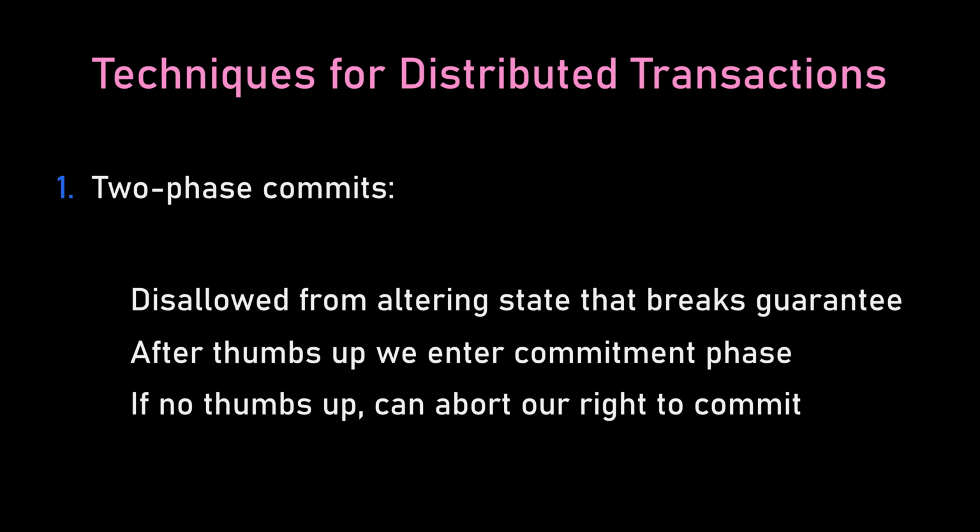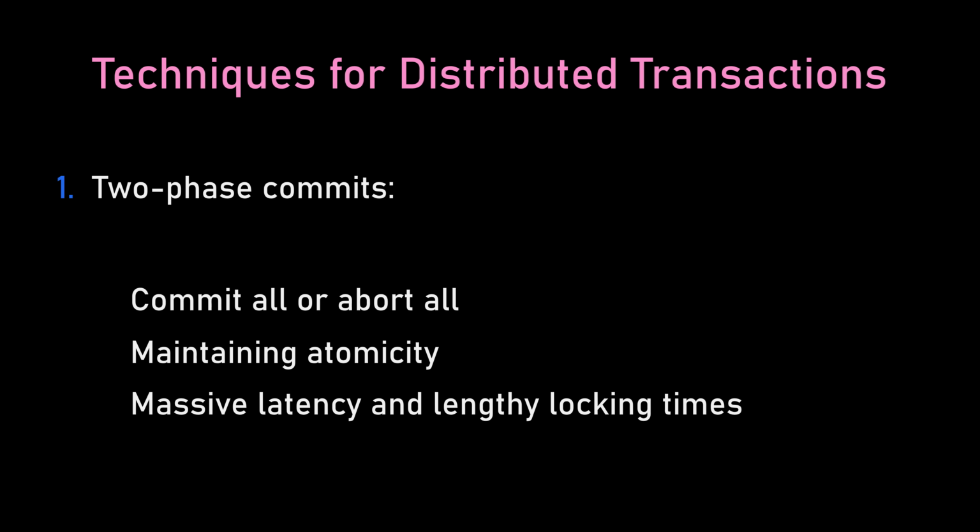Once we get a thumbs up from each system, we enter the second phase where we commit each operation. If, however, we don't get a thumbs up for a particular operation, we can choose not to execute our right and instead abort each operation. This means we will either commit all operations or abort all operations and nothing in between, maintaining our desired atomicity. This allows the transactional nature to be maintained, but potentially with the cost of massive latency and lengthy locking times. This depends how efficiently you can implement your solution.